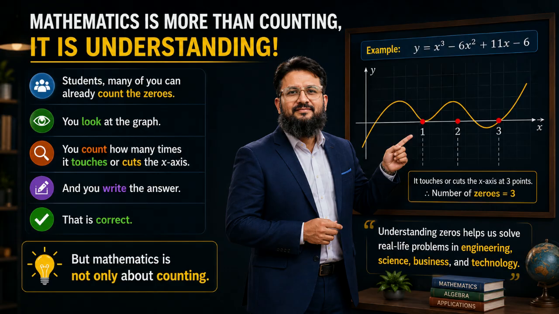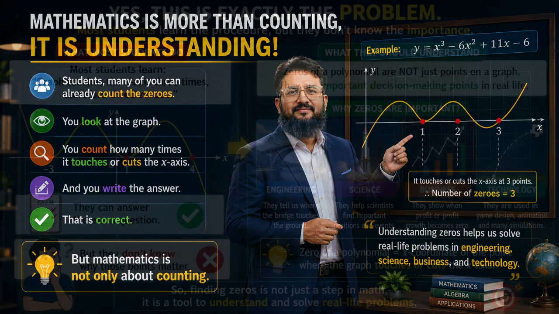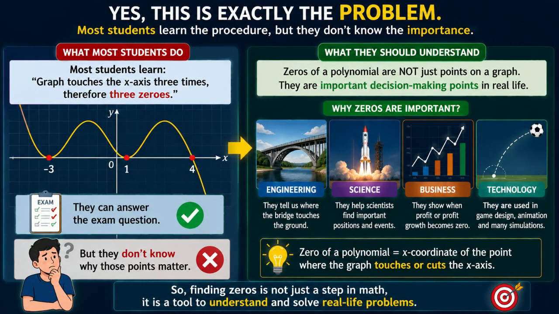Understanding the zeros helps us solve real life problems in engineering, science, business and technology. Yes, this is exactly the problem. Most students learn the procedure, but they don't know the importance. Most of the students learn the graph touches the x-axis 3 times, therefore 3 zeros. They can answer the exam question, but they don't know why those points matter. You should understand, zeros of polynomial are not just points on a graph. They are important decision-making points in real life.